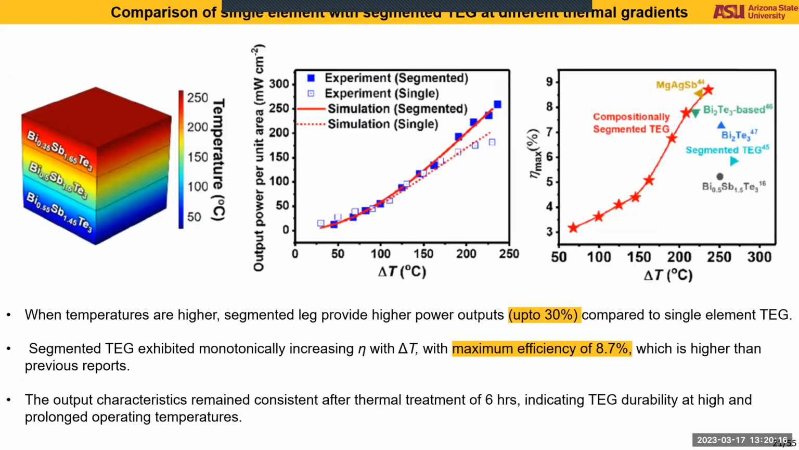So we used FEM to estimate the power outputs, and they performed the experiments. And we see a very good agreement between our numerical simulation results and their experiments, with an accuracy of more than 90%. At lower temperatures, we don't really see much improvement between segmented and single leg. But at higher temperatures, we see that segmented legs provide us 30% more power output compared to single material. And we also compared the efficiency of the segmented TE leg with other previously reported works. And we found out that our segmented TE leg provided a record high efficiency of 8.7%, which was a significant achievement.